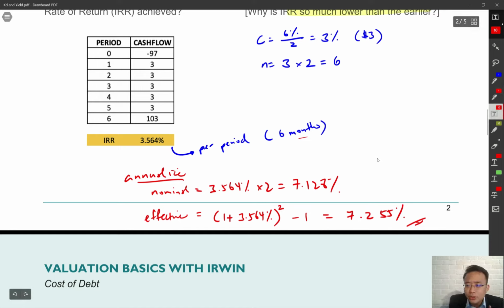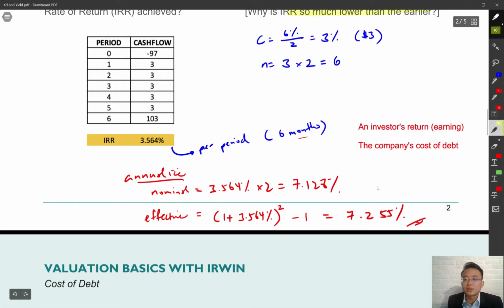If I know the return of an investor, an investor's return, which is someone's earning, is the company's cost of debt, right? So, if you ask me what is the company's cost of debt, I would tell you it would either be annualized 7.128%, that's the nominal rate, or the effective rate, it would be 7.255%. That is the company's cost of debt.